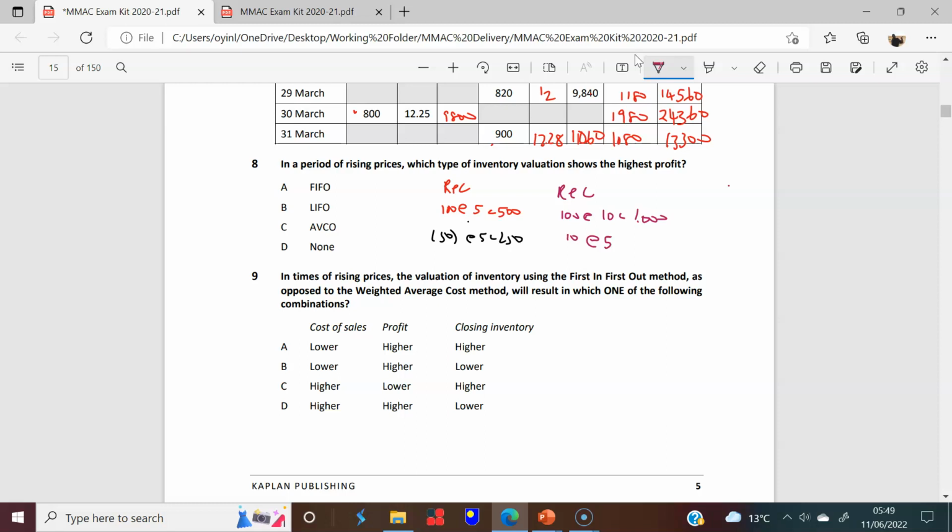Yes, that's what they're really asking. Which type of inventory will show the highest profit? I think it's important to pick up on this. So you're issuing this stock out to the warehouse.